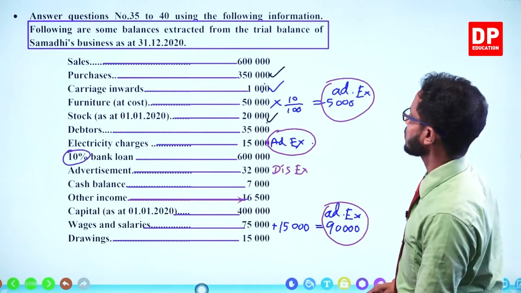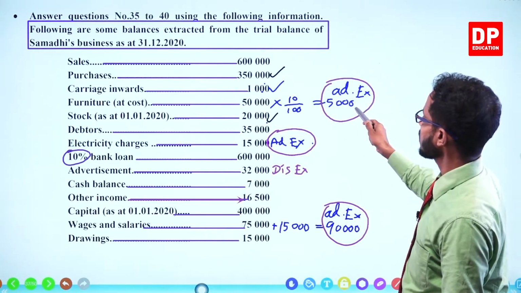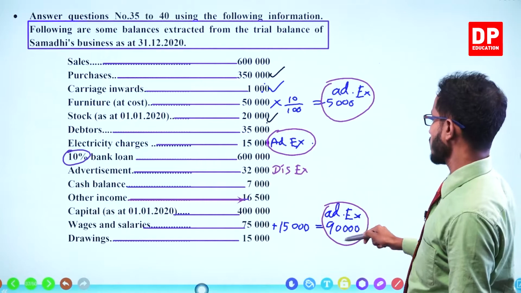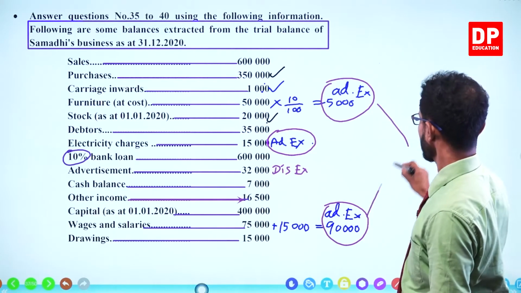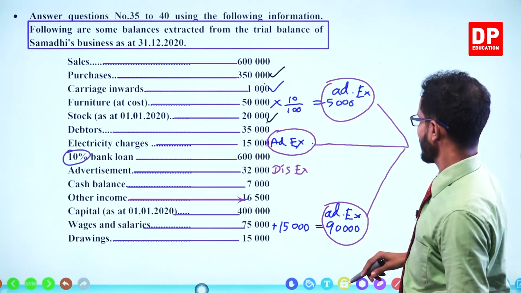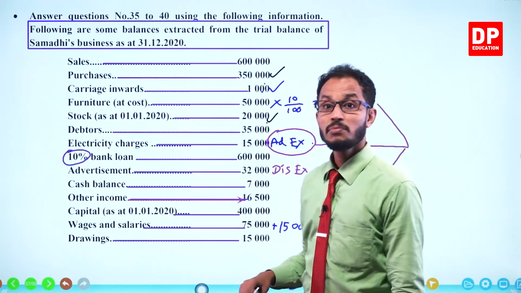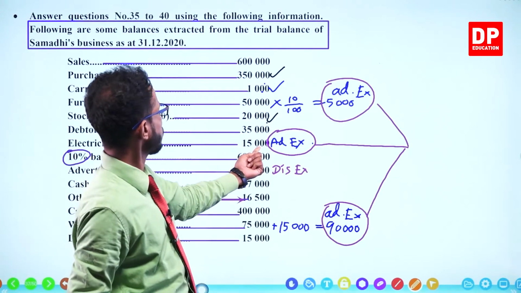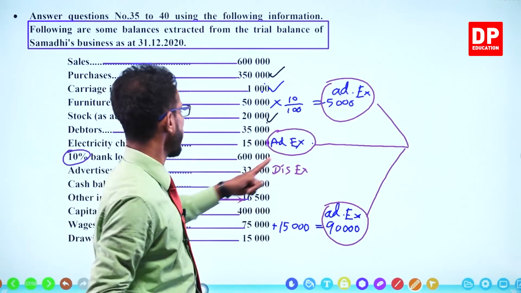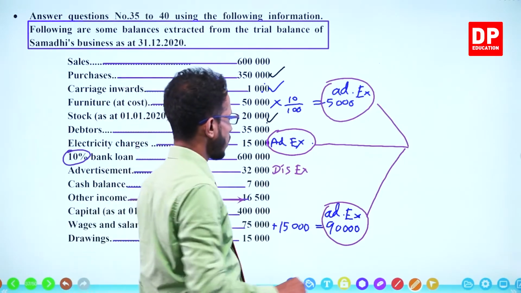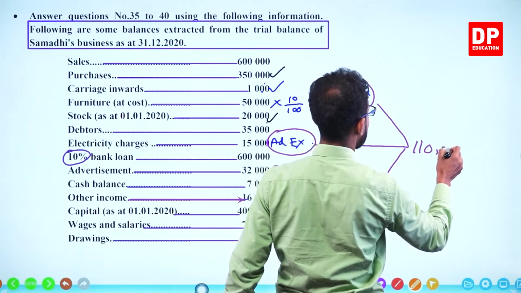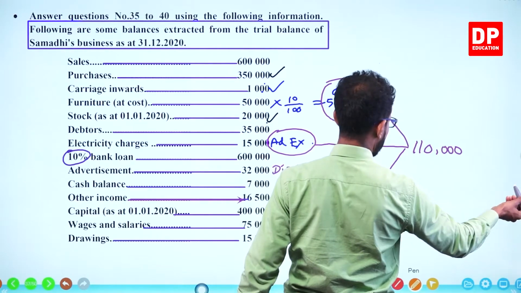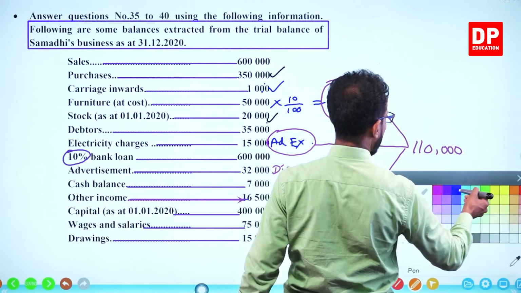How much is the total? We have 5,000 here, plus 15,000 here, 20,000, plus 90,000. Admin expenses total: 5,000 plus 15,000, it's 20. 20 plus 90, 110,000. Now back to distribution expenses. Distribution expenses. Okay.